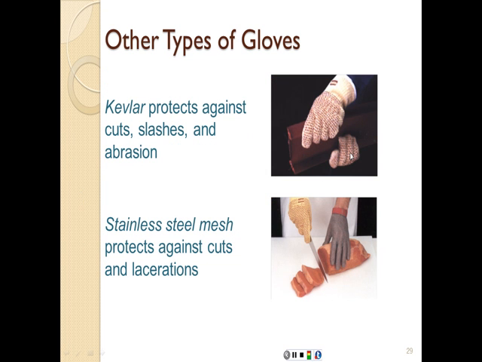A third type is Kevlar. Kevlar is a very abrasion resistant material. So Kevlar protects against cuts, splashes, and abrasion. And finally, stainless steel mesh, something like this, protects against cuts and lacerations. So here, this person is wearing on one hand a Kevlar because it's more flexible, and a stainless steel mesh to protect against a cutting surface like a knife, for example.